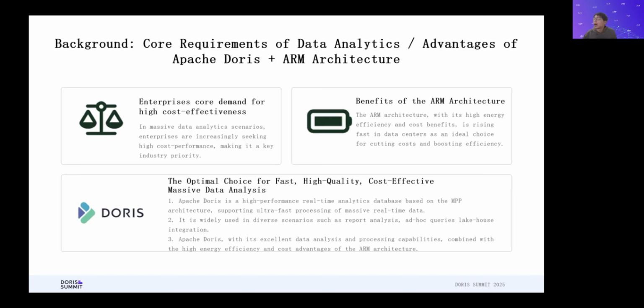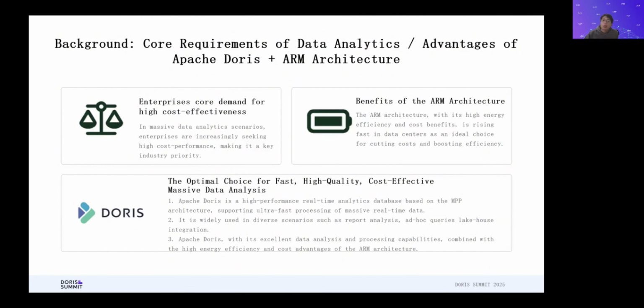First, it's a high-performance real-time analysis database based on the MPP architecture. This architecture enables it to support ultra-fast processing of massive amounts of real-time data. Second, its application scope is very wide. It's used in diverse scenarios such as report analysis, ad hoc query, and lakehouse query. When we combine Apache Doris' excellent data analysis and processing capability with the high energy efficiency and cost advantage of ARM architecture, we get a powerful solution that meets enterprise core needs.